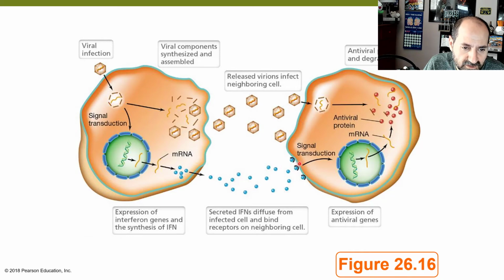The interferon will attach to adjacent cells, and what will happen is a signal transduction event in the adjacent cell, which will promote expression of genes that are called antiviral proteins. These antiviral proteins will degrade viral DNA or viral RNA. They will stop transcription and translation in the cell. They will do a number of things to prevent this cell from being taken over.